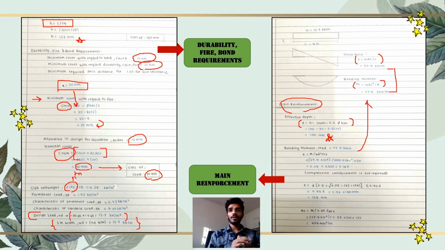So now we're going to identify Z. For Z we use another formula, which is Z equals D times 0.75 root of 0.25 minus K over 1.134, which is usually lower than or equivalent to 0.95 D. So what we get after the identification is Z equals 133 millimeters. And we're going to find AS. We use the specific formula AS equals M over 0.87 FYK Z. So the answer we get is 474 millimeters square per M.